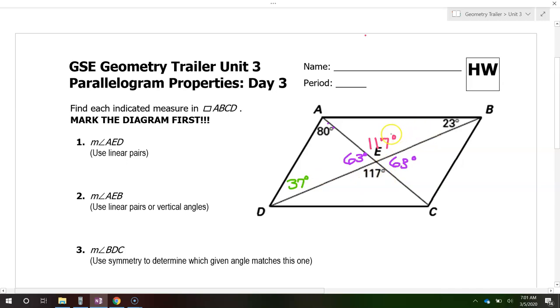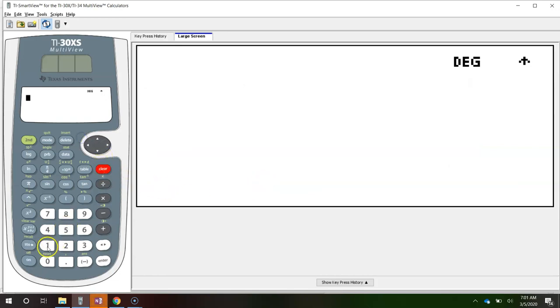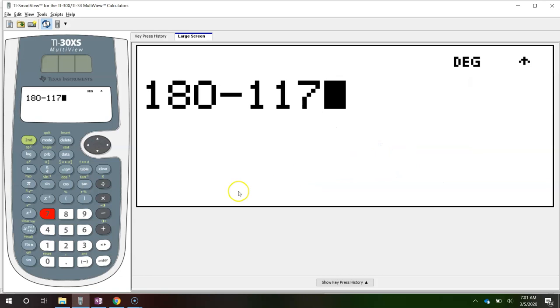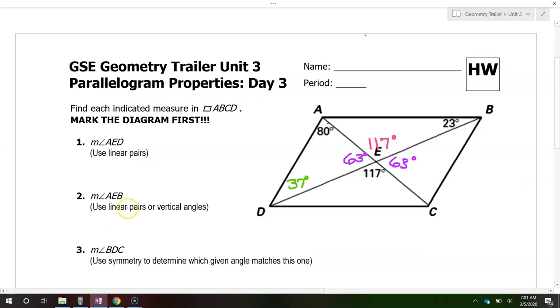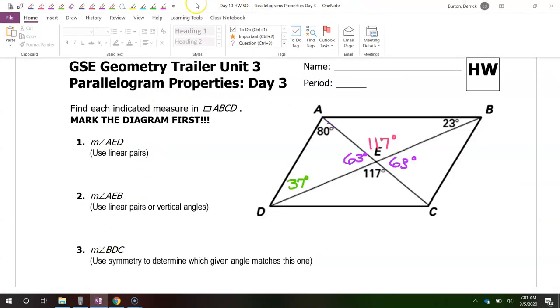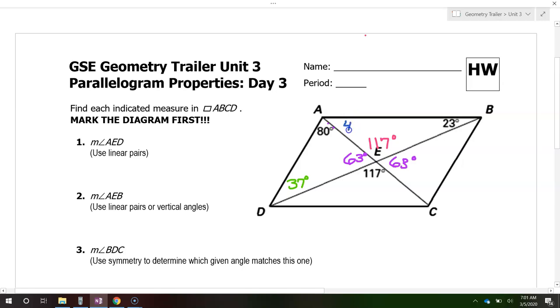All right, that's a similar situation that I have going on up here. Here I have two angles given, so I should be able to find the third angle. All right, so if I take 180 minus 117 minus 23, that leaves 40. So that means this missing angle right here is going to be 40 degrees.